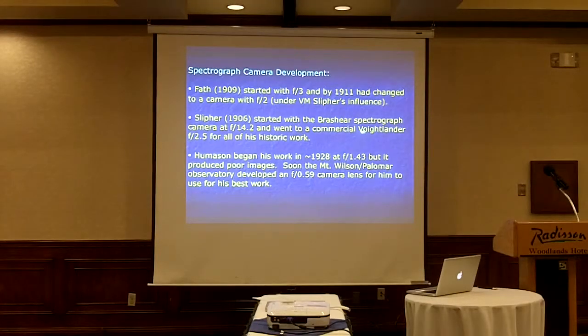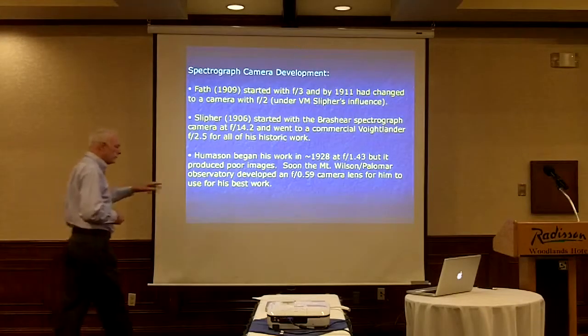the commercial Wollaston f2.5 lens for all the spectra that he took. Now Humason, much later, started out at f1.43, and there's no question that the Mount Wilson people had read these papers by Slipher, and they knew exactly what to do.